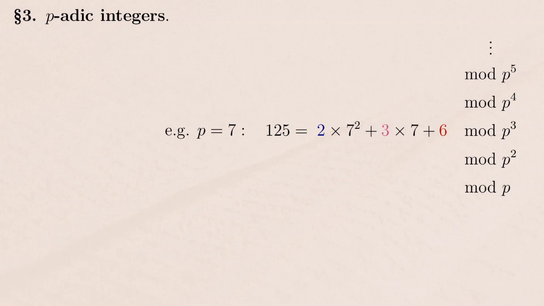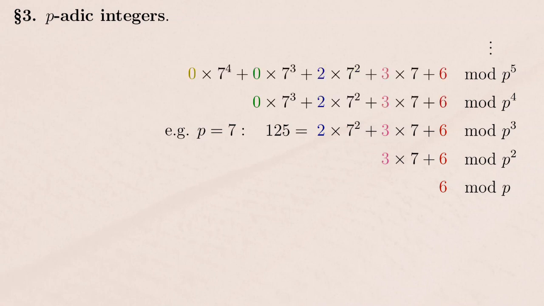Now, if we were to reduce this expression mod 7 squared, the 7 squared term on the left would go away, and we'd be left with just 3 times 7 plus 6. And if we reduce it further mod 7, the 7 term on the left goes away, and we're left with just 6. What if we try to go up the tower to higher powers of 7? 125 will always just be 125 mod higher powers of 7, but I'm going to leave space for the extra possible base 7 digits that might have arisen, so I'm going to put some extra zeros here.